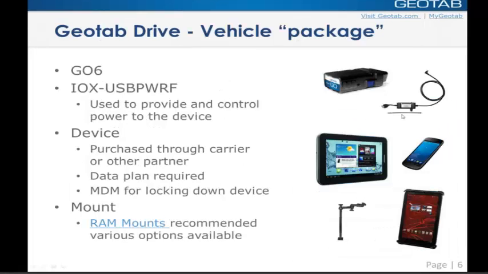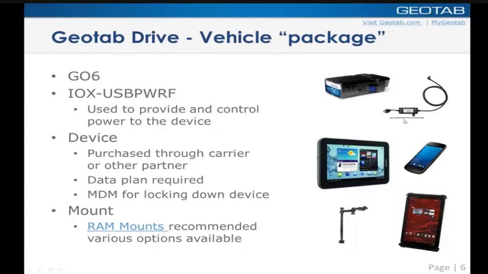Okay, so the vehicle package is really quite simple. You need a Go6, you need the IOX USB PWRF. This section of the connector connects into the Go6. This end of the connector connects to the tablet power cord that comes with the tablet. You take the little wall plug off the end of it. That USB connector now connects right into the IOX, and then we give it a little zip tie or black electrical tape to hold the two plugs together. All set there.